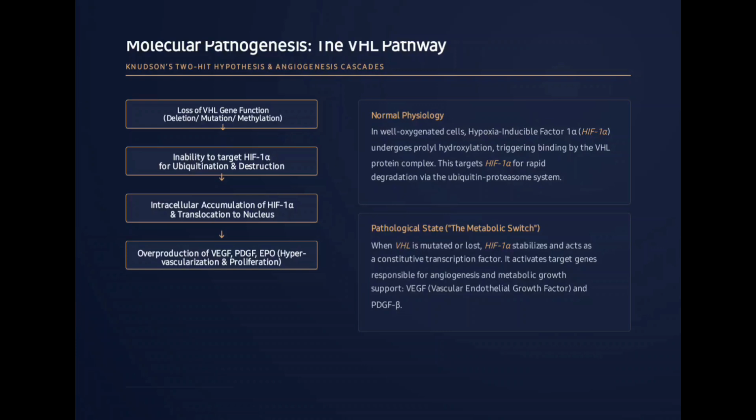Molecular pathogenesis, the pathway. Loss of VHL gene function, either due to deletion, mutation, or methylation, leads to an inability to target HIF-1 alpha for ubiquitination and destruction. This leads to an intracellular accumulation of HIF-1 alpha and translocation to the nucleus, which leads to an overproduction of VEGF, PDGF, and EPO.